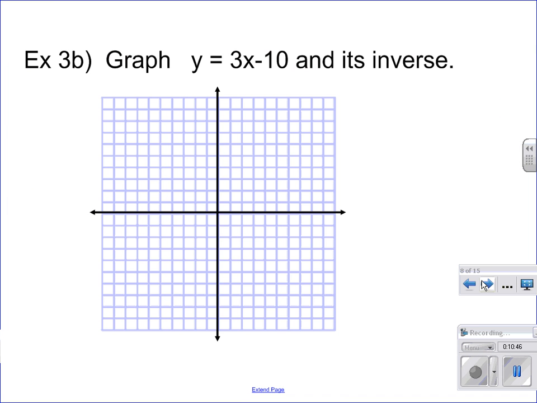So if I want to graph y equals 3x minus 10 and its inverse, let's go ahead and graph y equals 3x minus 10. I'm going to do that in blue. So minus 10 is my intercept, and up 3 over 1, up 3 over 1, up 3 over 1, up 3 over 1. We just draw right through there.